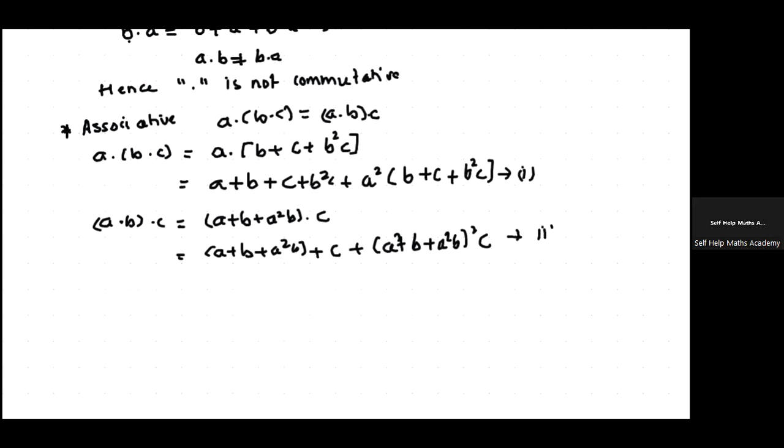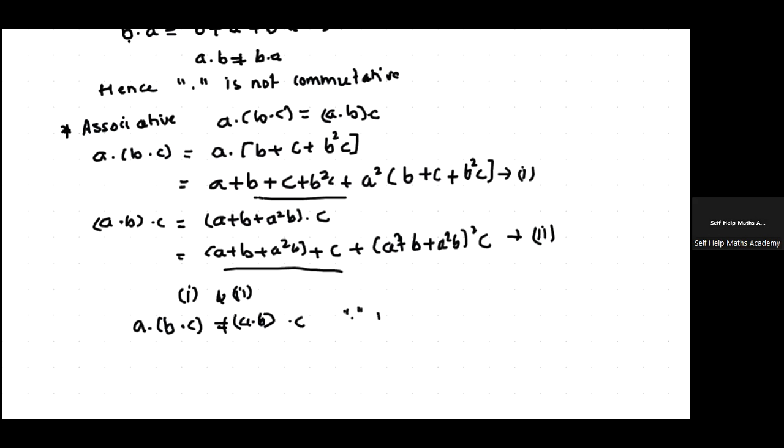Obviously you can observe this is just A square into this element, whereas this is square into this element, whereas this is only the left, and this part here you can see is also different. So hence from 1 and 2 it is clear that (A dot B) dot C is not equal to A dot (B dot C), hence dot is not associative. So this is how you'll be concluding the examples when it is related to the binary operations.